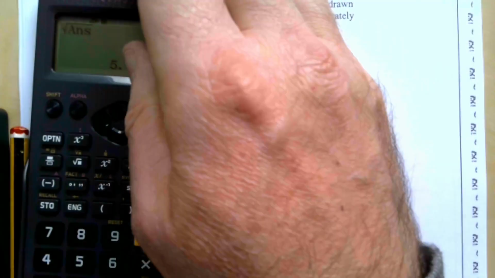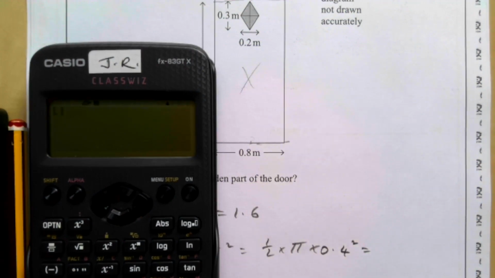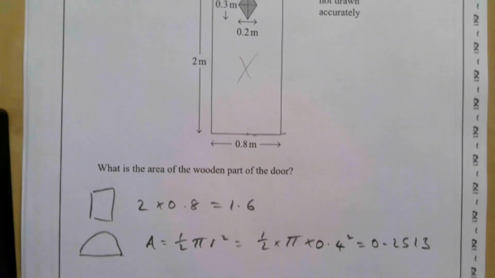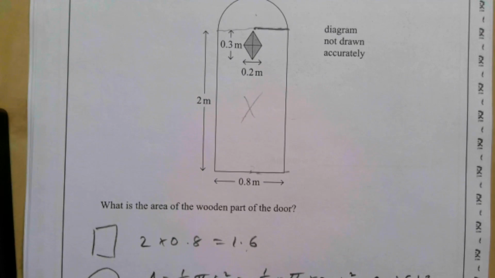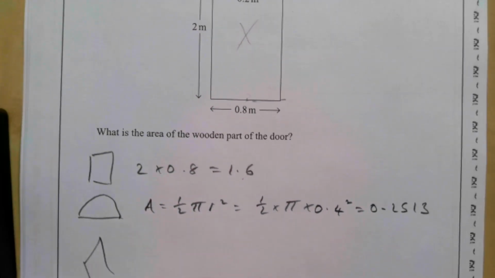So hopefully we can see this without things messing up too much. I'm going to start with 0.4 squared times by pi times by 0.5. That gives me 0.2513. So the area of the whole door then is going to be this plus this, I think. And then the area of the rhombus.